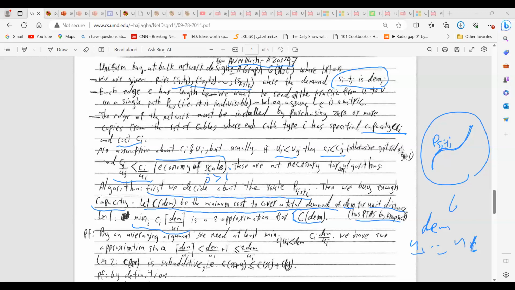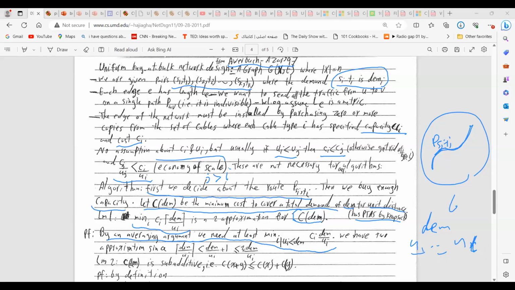You can actually say that by taking just some averaging, we need at least c_i times demand over u_i. This is some kind of density argument: if you have this demand, this is the minimum that you can do, because if you have a set of cables that can cover this, then this is the minimum that you need to have. And here the only catch is that we don't have any ceiling or floor. But when you put the ceiling here, then you can always add plus one, and that can be turned into a two approximation. So that's the idea. And again, the first part is just coming from some averaging.